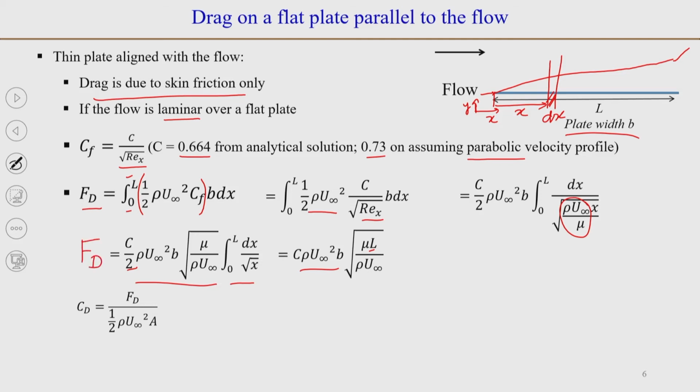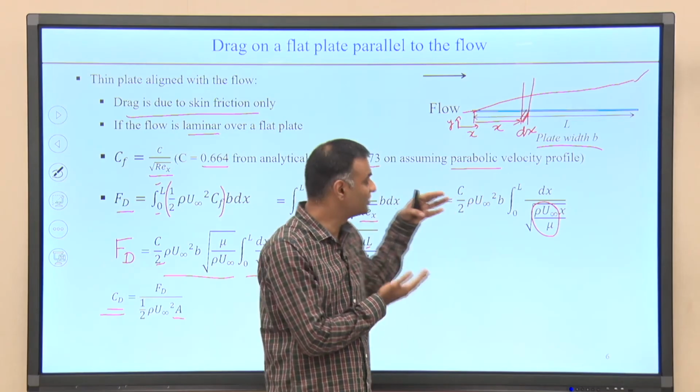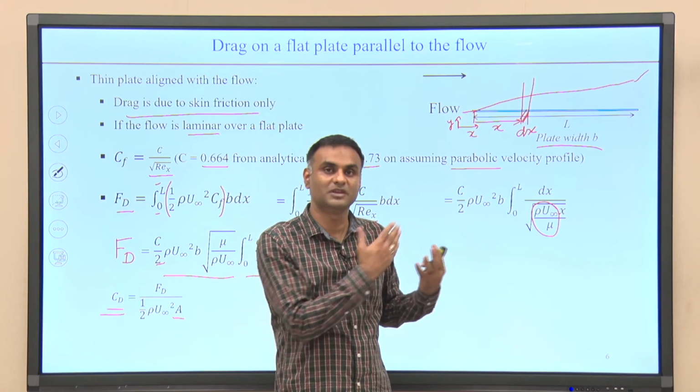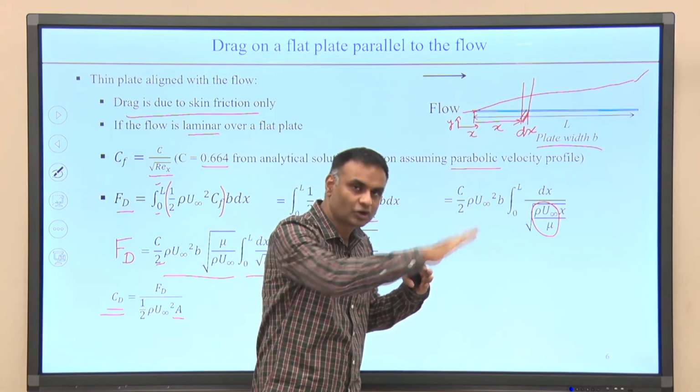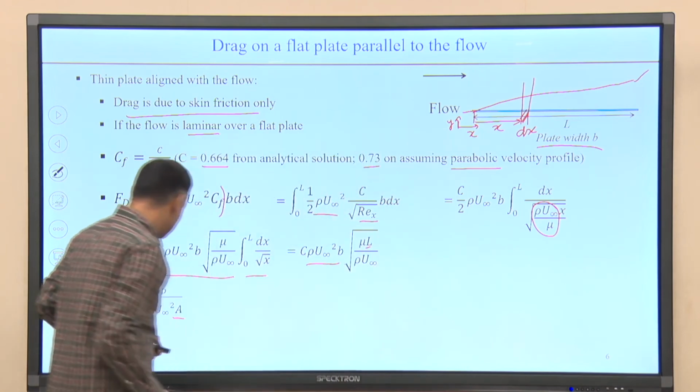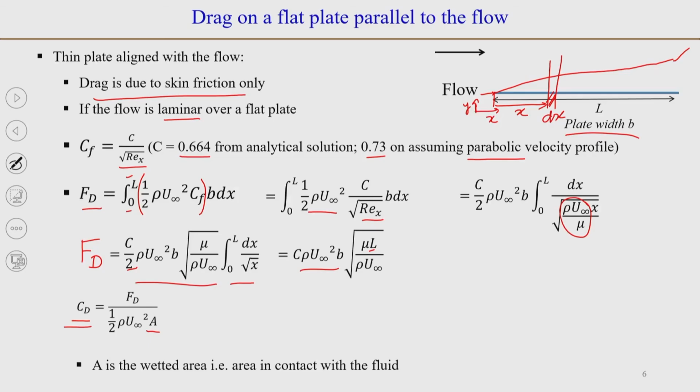Now, we can find out the drag coefficient. So, drag coefficient is F d by half rho u infinity squared A. As we said earlier, in this case A will be the wetted area of the plate. So, if the flow happens only on one side of the plate, which we are considering now, then the area will be B L. If the flow happens on both sides of the plate, then it will be B L at the top and B L at the bottom. So, we will consider only one side of the plate. That is why we call it wetted area, the area over which the flow is happening.